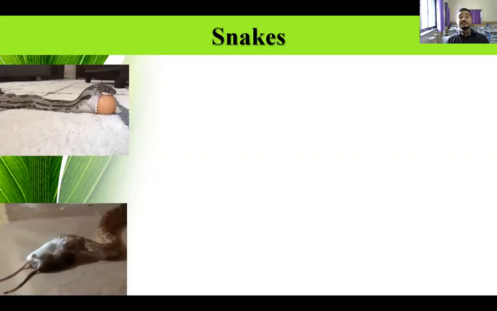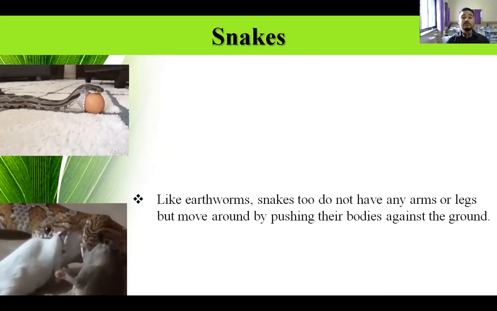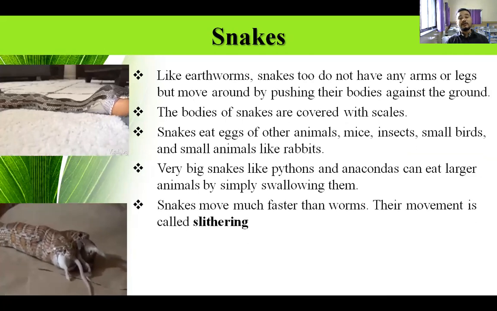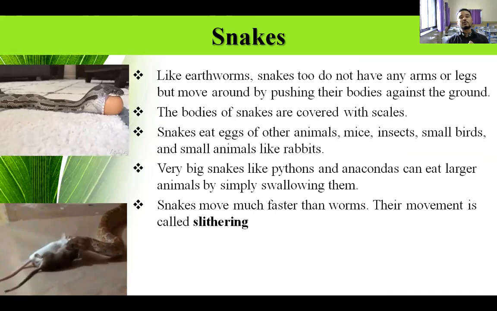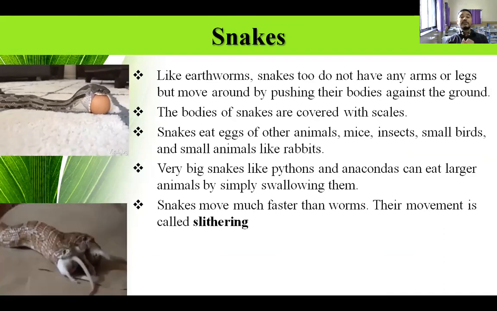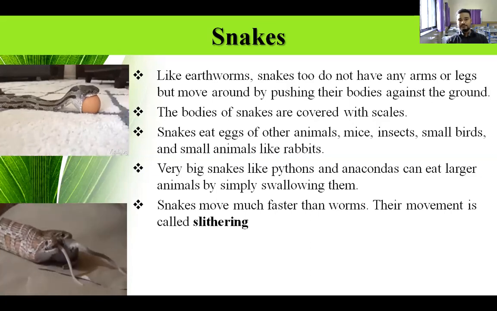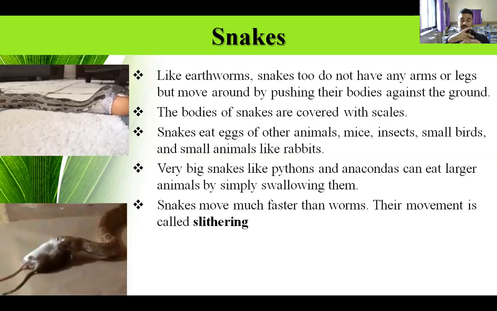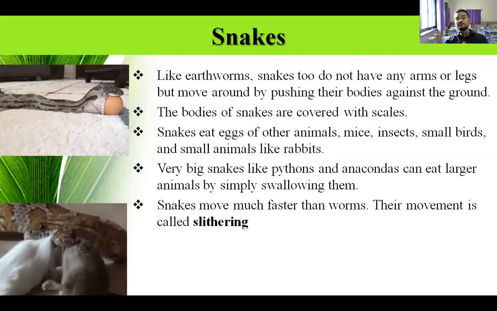Next one is the snake. You might have seen snakes around. Snakes are also like earthworms, but these are bigger. They also don't have legs, but they have eyes. They have teeth also, and their body is covered with scales. चट्टानों जैसा नहीं, खवले खवले like structure, scratchy.